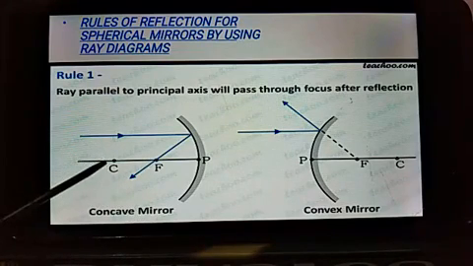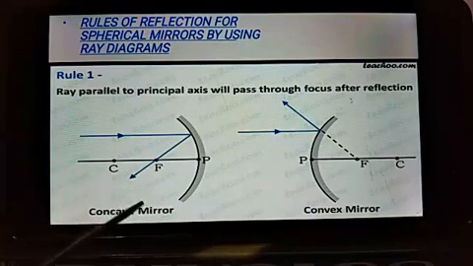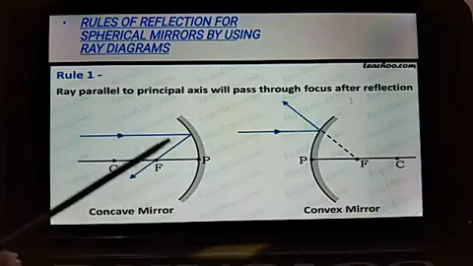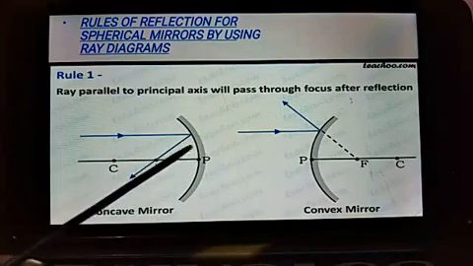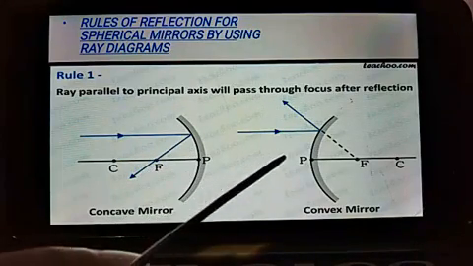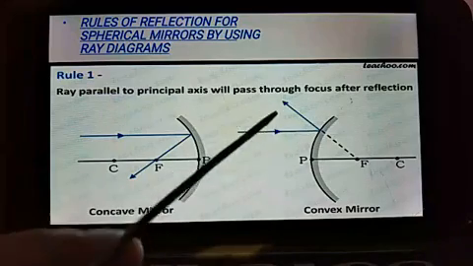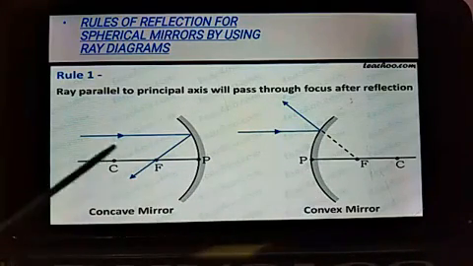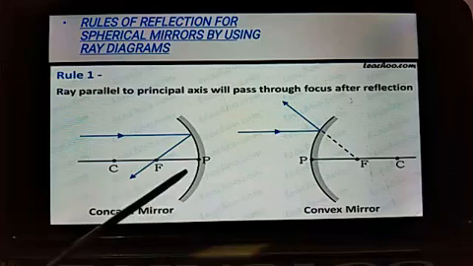And here I must recap the parts of the concave and convex mirror. We have two mirrors here, concave and convex. In the concave mirror, the reflection takes place through the inside surface, that is from here. In the convex mirror, the reflection takes place from the outside of the surface, the bulging part. There are 4 or 5 parts of the concave and convex mirror.